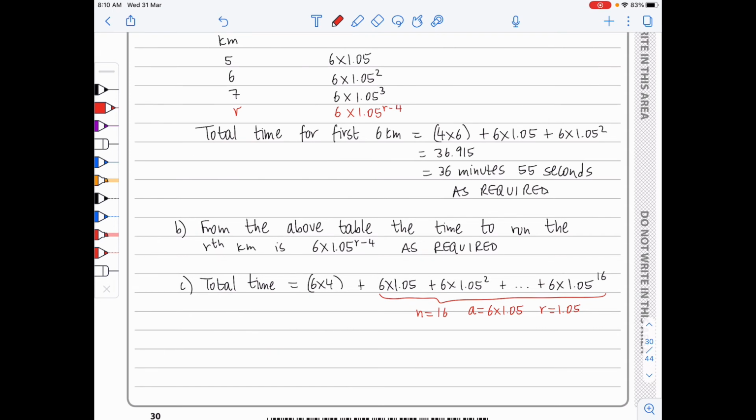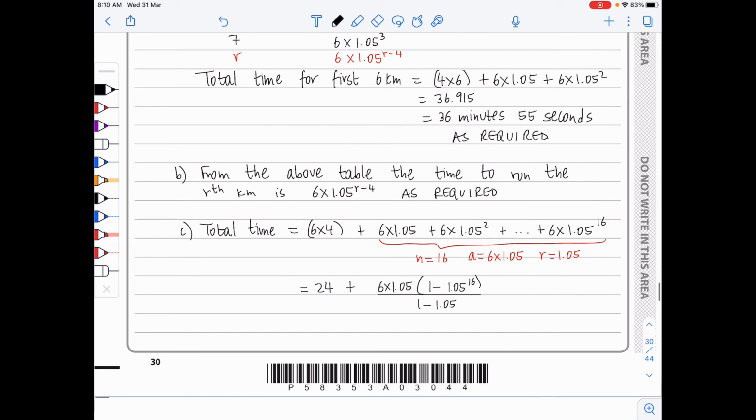I will be using the formula for the sum of the first n terms of a geometric sequence. So it's a times 1 minus r to the n over 1 minus r. This is giving a result of 173 minutes and 3 seconds.